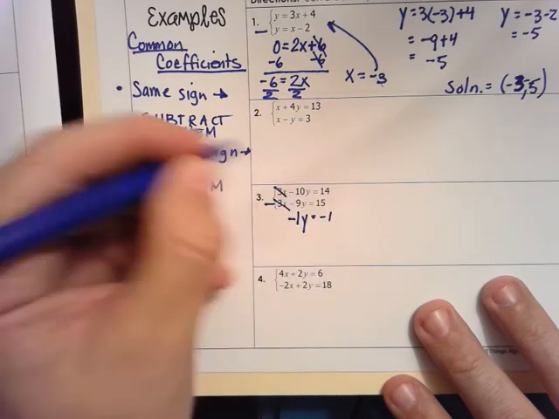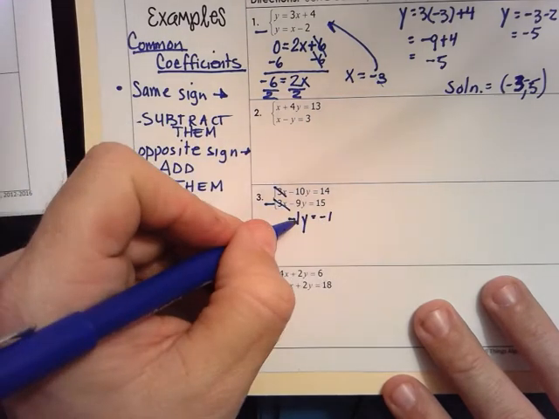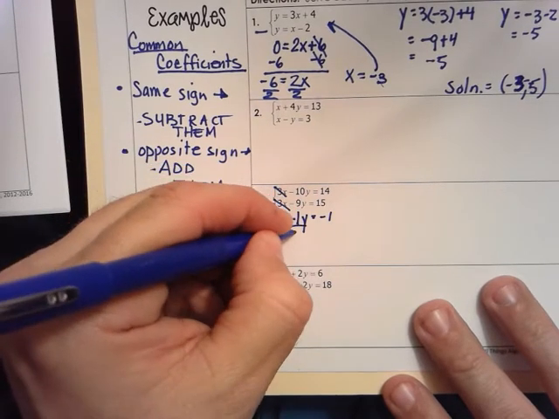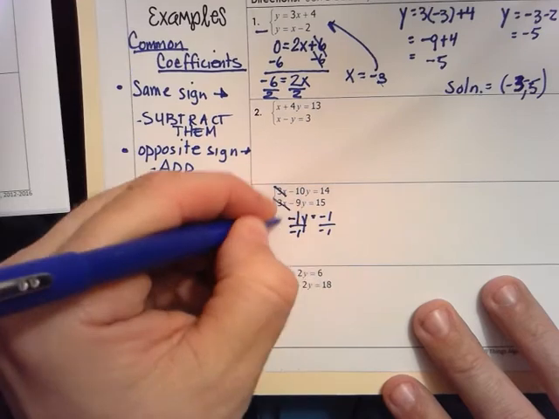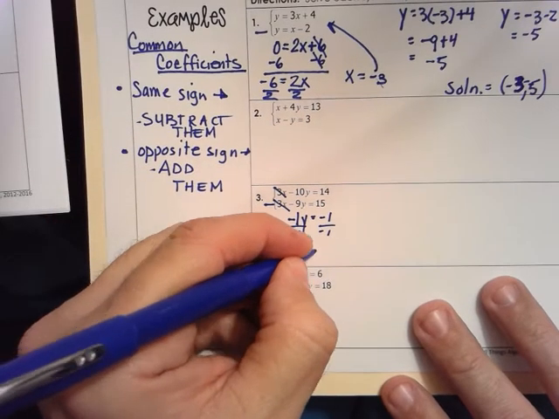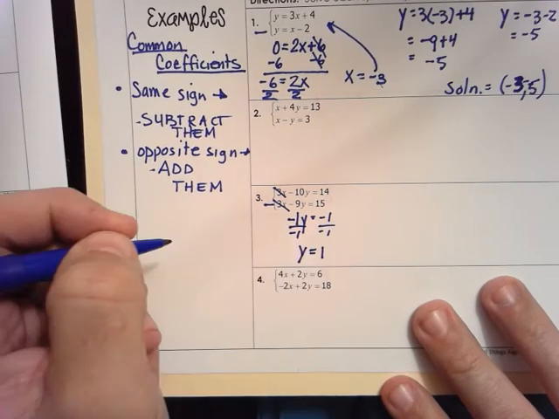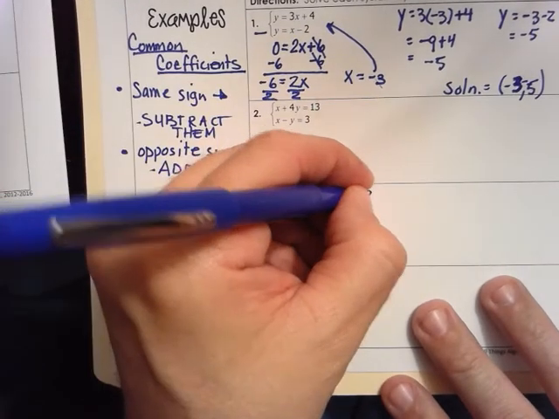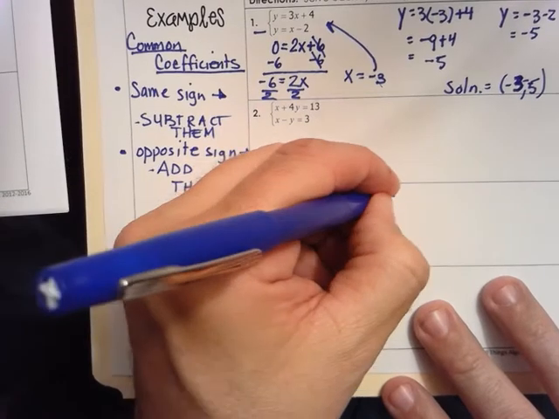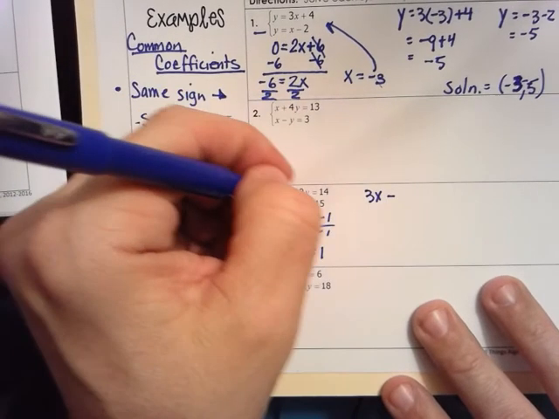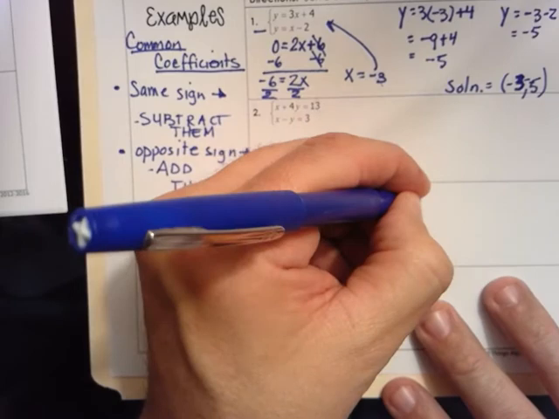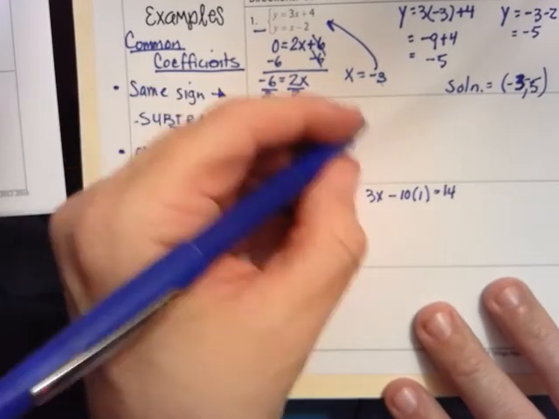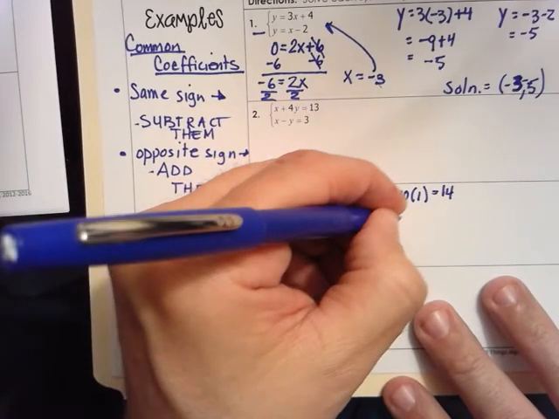And since we don't want a singular negative variable, we want a singular positive variable, we're going to divide everything by negative 1, by that coefficient. And we're going to have y equals positive 1. We can plug that into either equation. I'll just plug it into the top. 3x minus 10 times y, which is 1, minus 10 times 1 is equal to 14. Finish this equation. We have 3x minus 10, and multiply those together, is equal to 14.